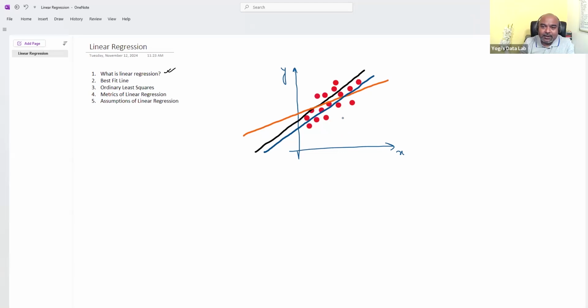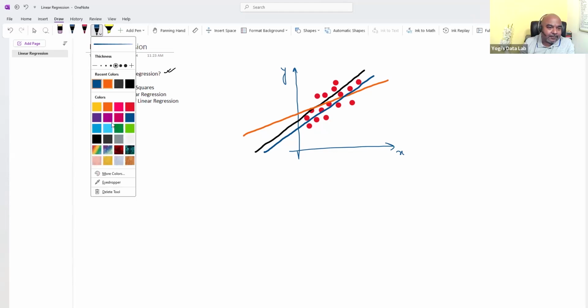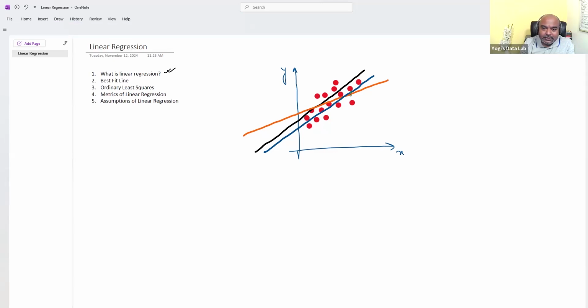So let us take any one of these lines. If we talk about this blue line, you see the distance over here is high. Here it is low. Here it is some distance. But is the blue line the one having the least distance from the points, or is it the black line or the orange line which has the least distance from the points?